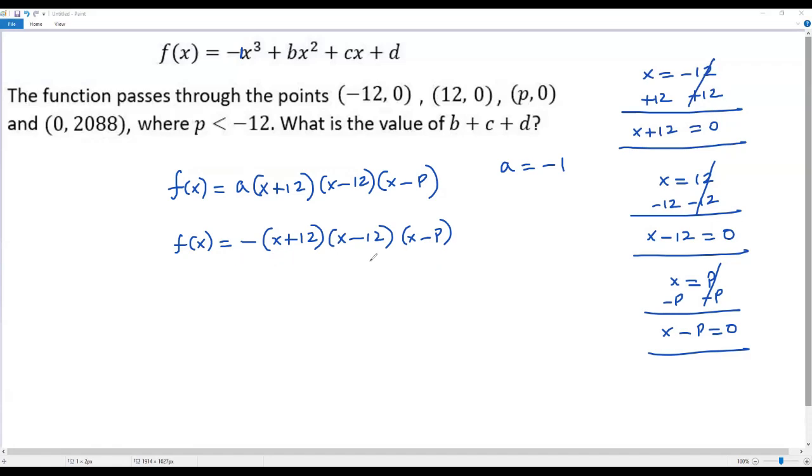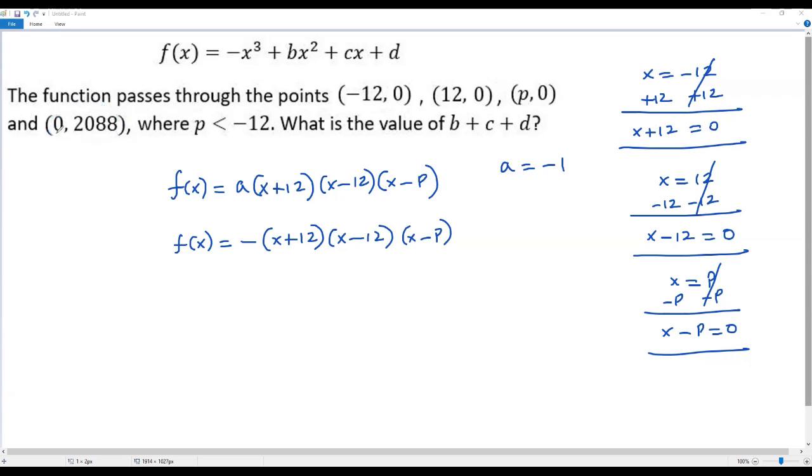But still in this factor form, there is an unknown constant p. We have to find the value of p. Only if I find the value of p, I can multiply these 3 linear factors and compare the resulting expression with this, and I can get the values of b, c, and d. So for that, what do I have to do? Now let's consider the fourth point. So far we have used only the first 3 points, which are representing x-intercepts. The fourth point is (0, 2088): the x coordinate is 0 and the y coordinate is 2088.